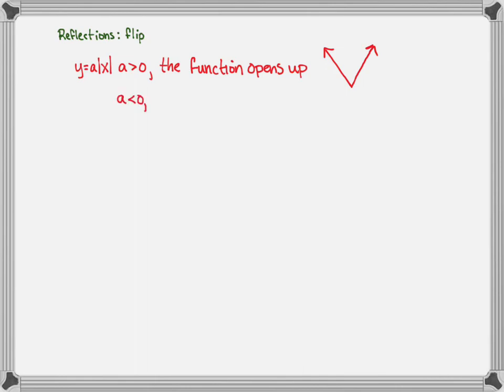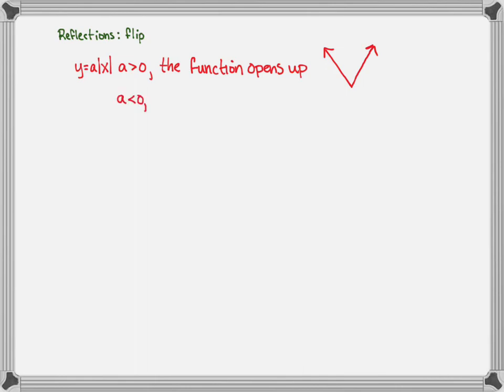Okay, let's look at some reflections, sometimes called flips. So y equals a times the absolute value of x. Right now we're just going to look at whether a is positive or negative. So here a is greater than 0, and then the function will open up. We will have an absolute value function, which is in the shape of a V, opening upward.